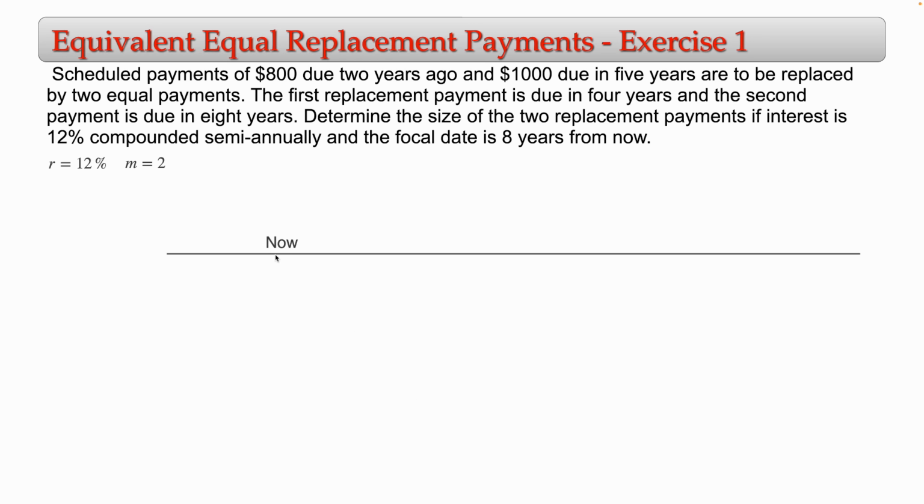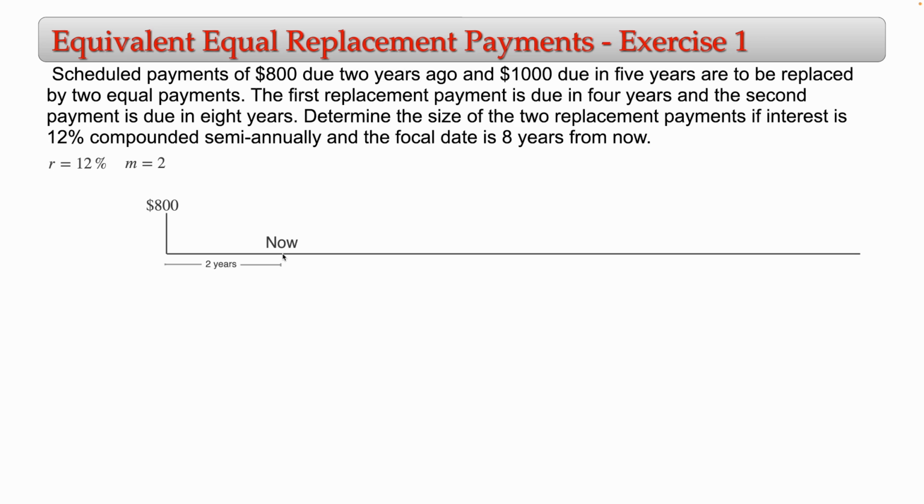I'm going to say that this point in the time is this moment, now. Why am I placing this moment in the middle of the line? Because they told me that there was a scheduled payment of $800 due 2 years ago, so in the past. So I'm going to go back in the line and draw this 800. So there will be an $800 payment 2 years ago. Between the moment that this payment is due and now, there are 2 years. So I need to take this into account.